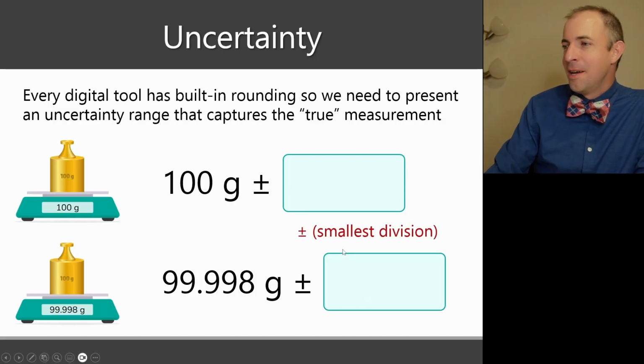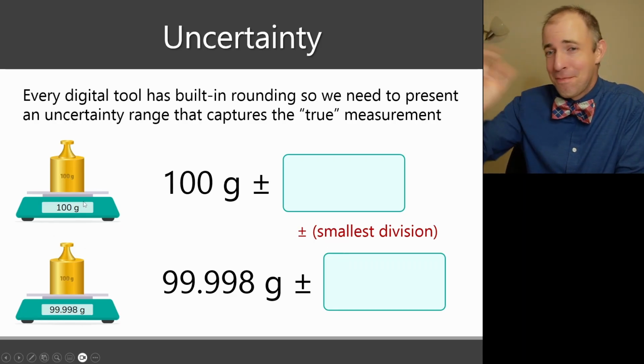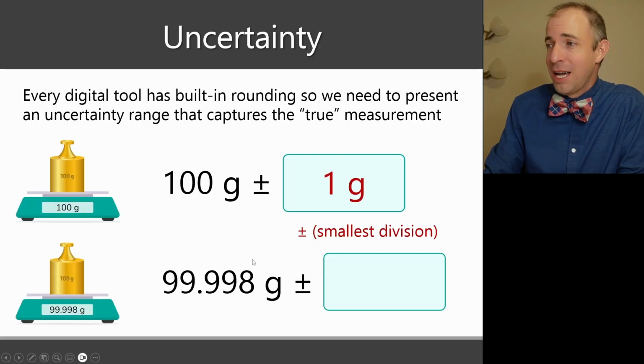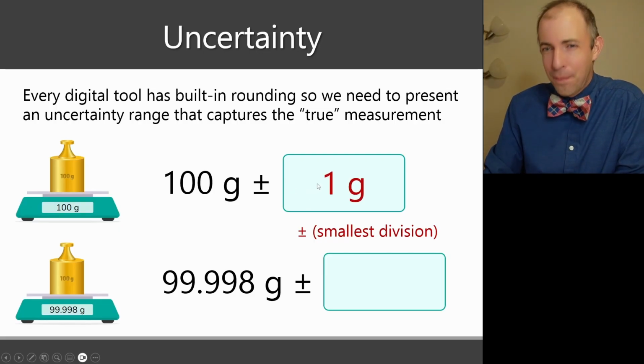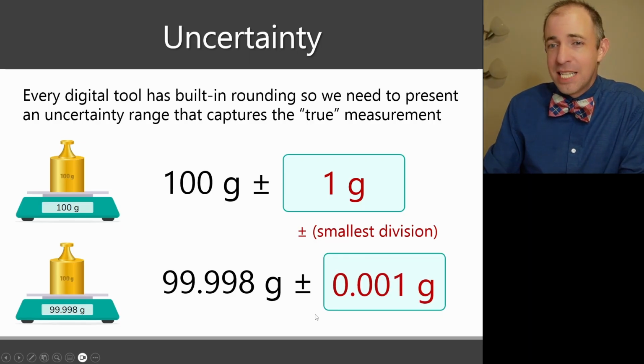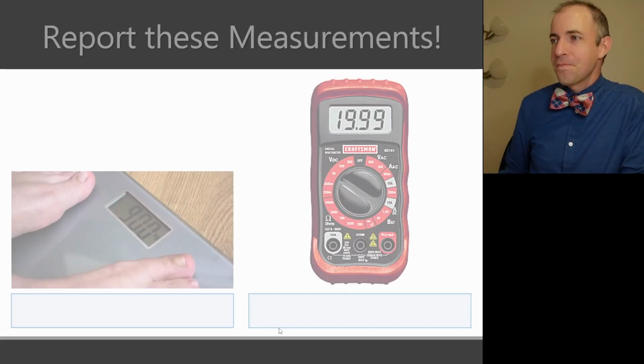measurement on it. So if it says 100 grams, the way that we are going to define uncertainty for a digital tool like this is plus or minus the smallest division. This is going up and down by grams to the nearest gram. So we will say our uncertainty is to the nearest gram. So 100 plus or minus 1 gram. This next value, 99.998 grams, our smallest division is a thousandth of a gram. So our uncertainty is plus or minus 0.001 grams because that is that smallest increment.